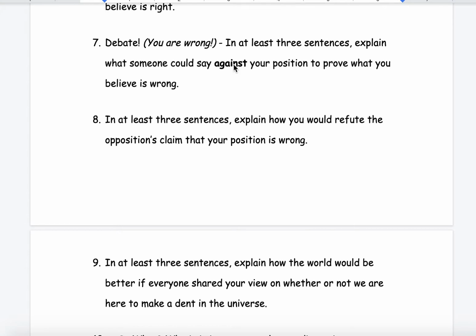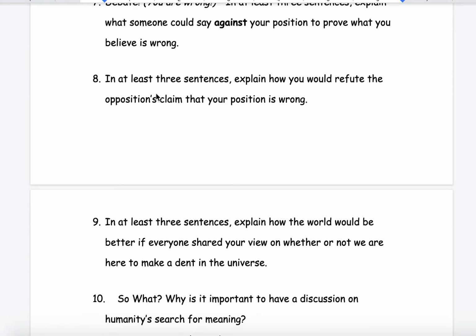So what I need you to do is analyze your position, seeing what holes, what flaws may exist. What holes may exist in your argument? What flaws, what weakness does your argument have? Explain in at least 3 sentences a weapon someone could use against your position. Number 8. In at least 3 sentences, explain how you would refute the opposition's claim that your position is wrong.